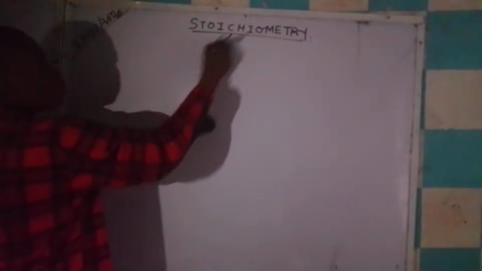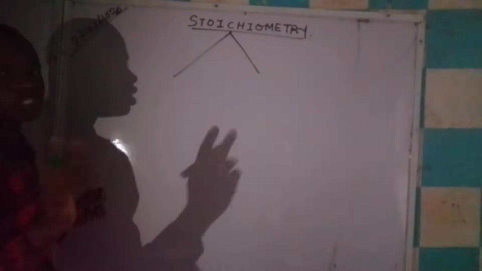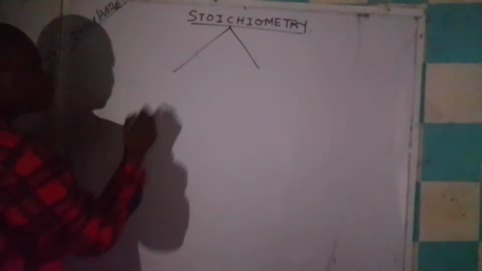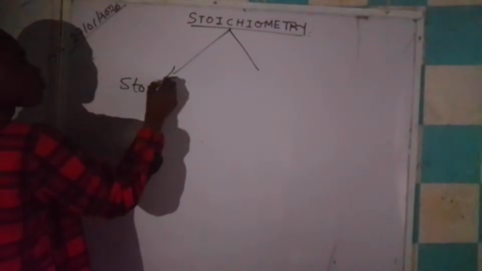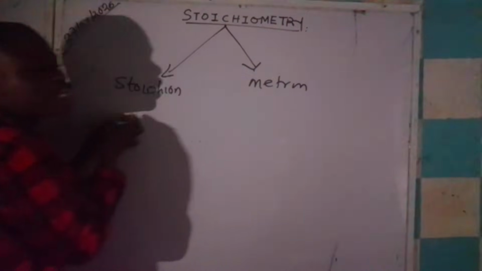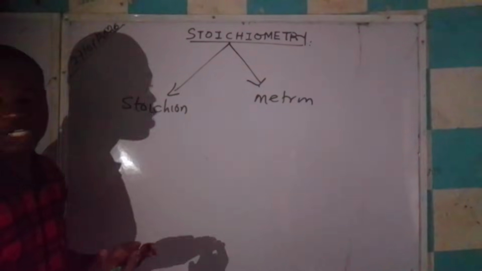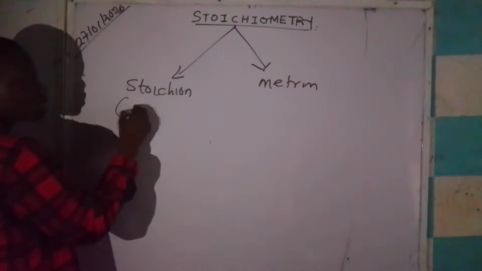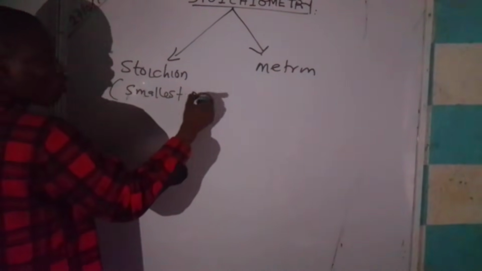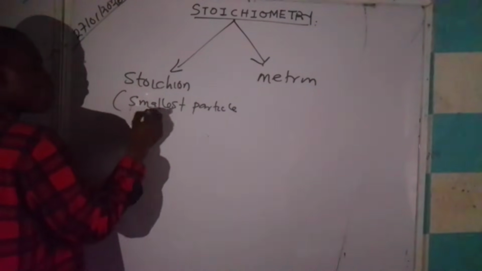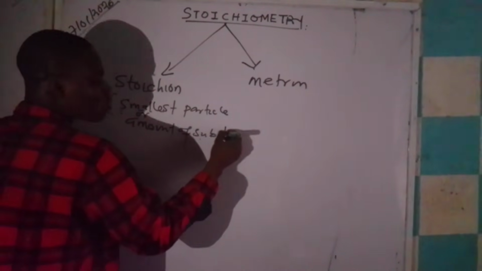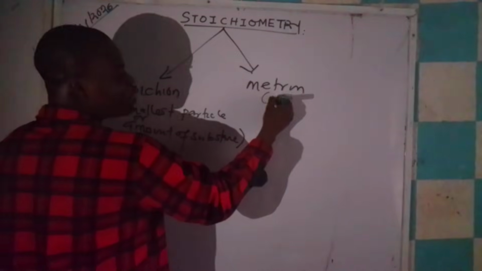Now this word stoichiometry was coined from two Latin words, which are stoichion and metron. So these are the two words that coined the word stoichiometry. Stoichion means the smallest particles, or let me just say the amount of a substance, while metron means measurement.